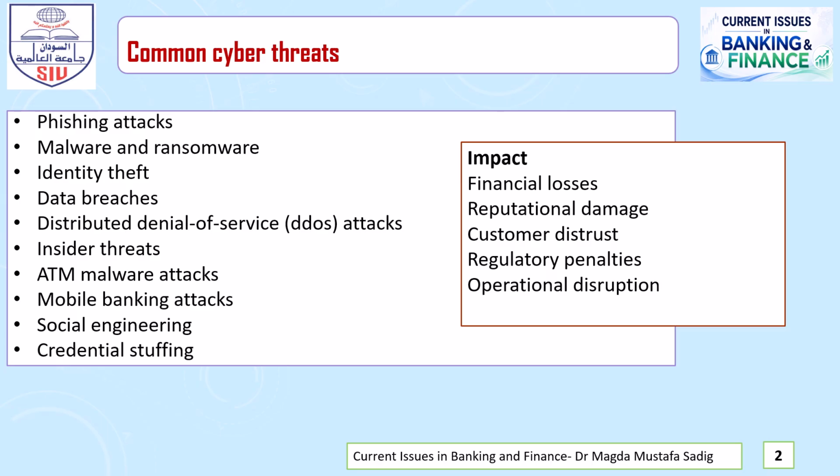Regulatory penalties. Governments impose heavy fines when banks fail to protect customer information. Operational disruptions. Cyber attacks may temporarily shut down ATMs, internet banking, mobile banking, and payment systems. Business operations may stop completely until systems are restored.